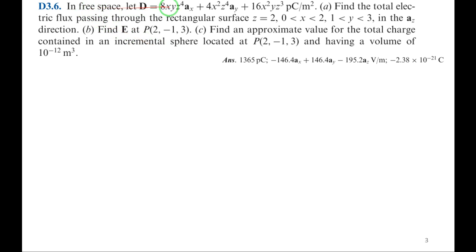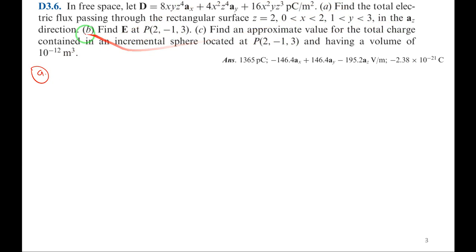In free space, let D vector be given, and there are three parts here. Find the total electric flux passing through the rectangular surface. These are the boundaries that are given: z is 2, x lies between 0 to 2, and y lies between 1 to 3 in the az direction. This is very important. We will see one by one, right? So first I will take up part A.